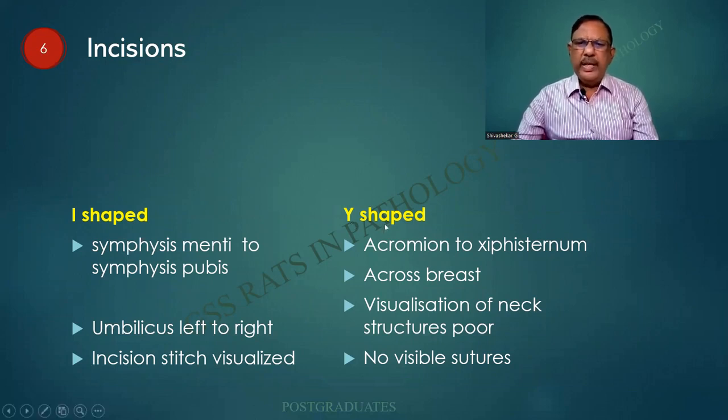To avoid this, there is a Y-shaped incision from the acromion to the xiphisternum across the breast. And in this, the disadvantage is the neck structures will not be very clearly visualized. But there are no visible sutures. That is the advantage. Another disadvantage can be scarring across the breast.